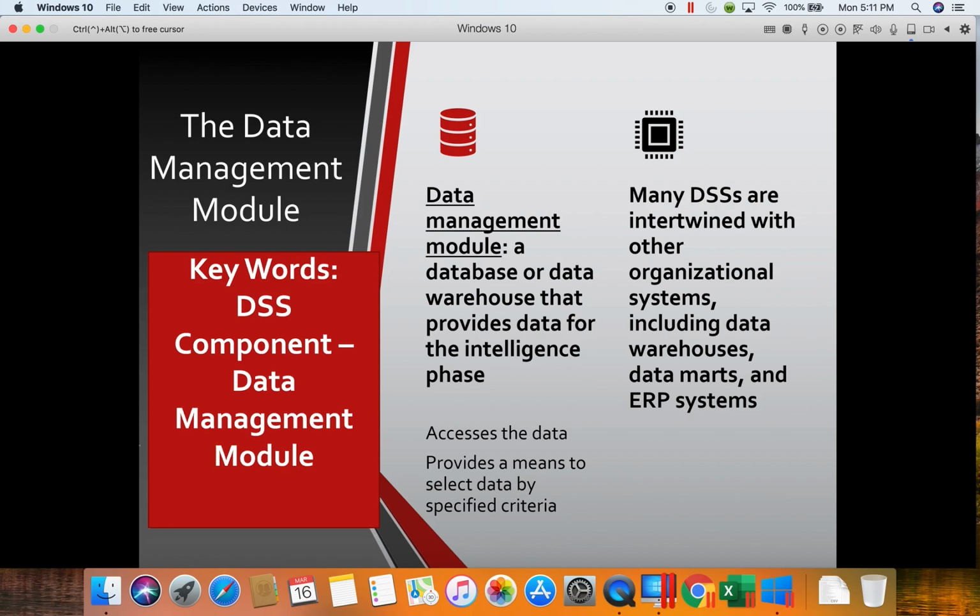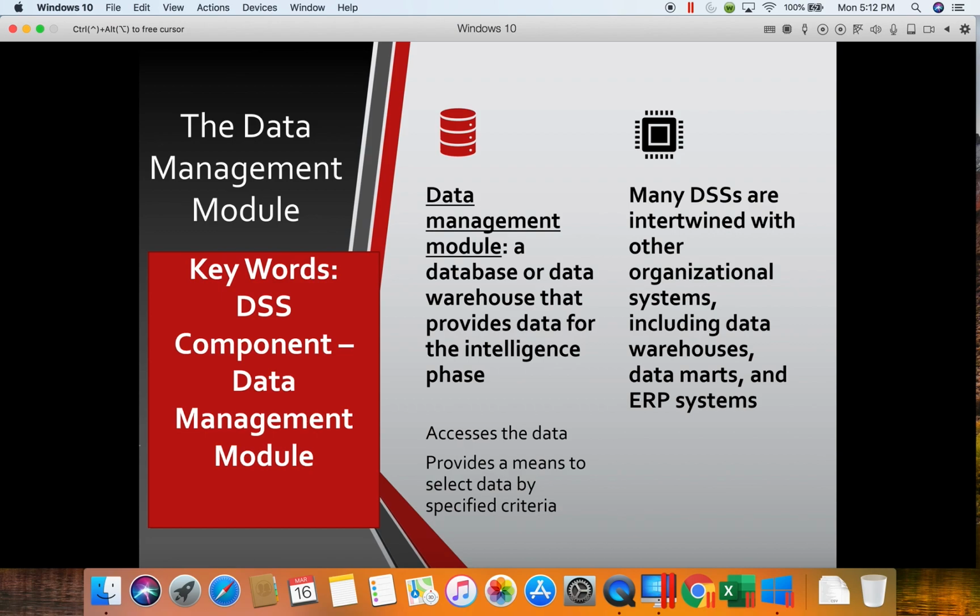The first module is the data management module or the database management module. This normally consists of a database or data warehouse that provides data for the intelligence phase of decision making. Some of that data may have been collected internally by processing transactions through the normal day-to-day business, and other pieces of data could be gathered through other forms of data capturing. Perhaps we have systems built into our websites to track the information about our customers and what they're looking at.